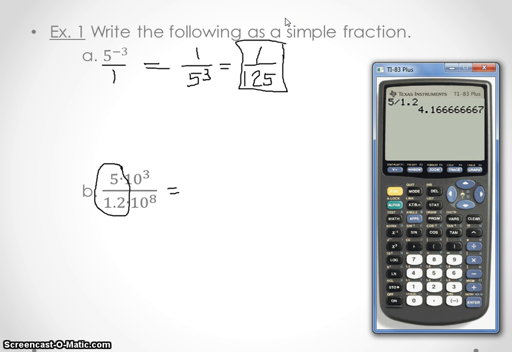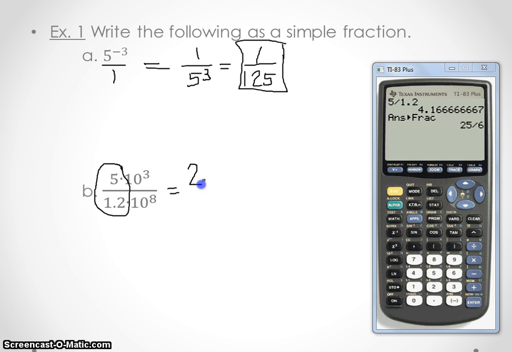Since they want it as a simple fraction, let's see if that is easily math-frackable. So I'm going to press frac, and oh good, it is. It's 25 over 6, so let's write that as 25 sixths. I left a little bit of room here because I know this 10 has to go somewhere. I don't know if it's going to go upstairs, downstairs, or what. So let's evaluate this here.